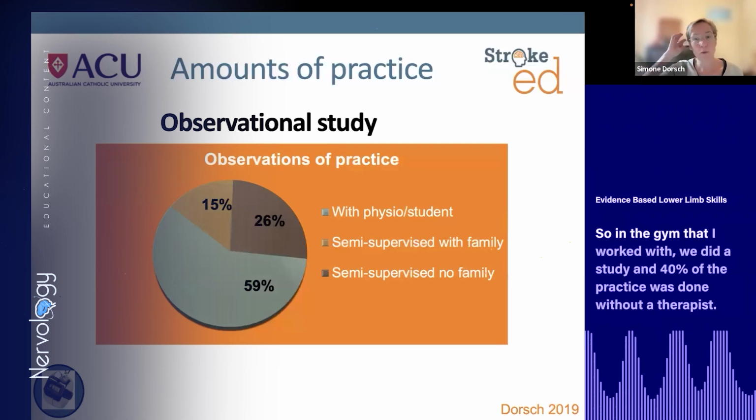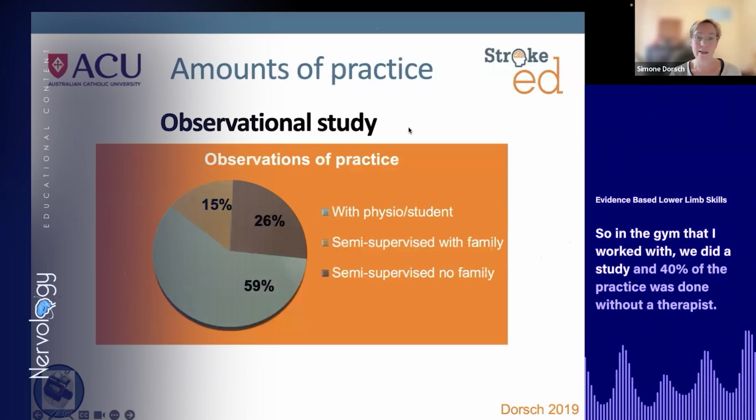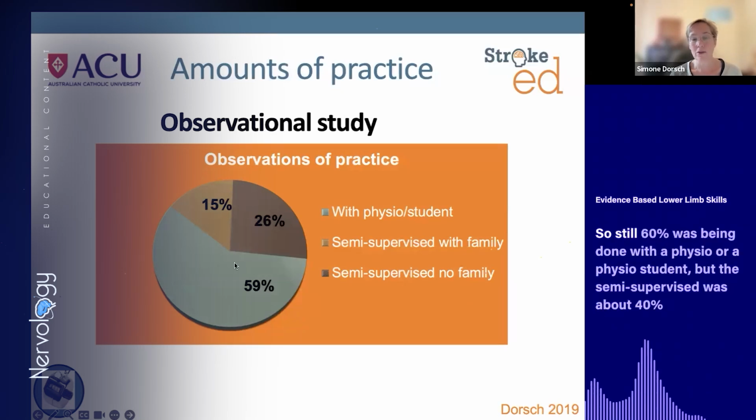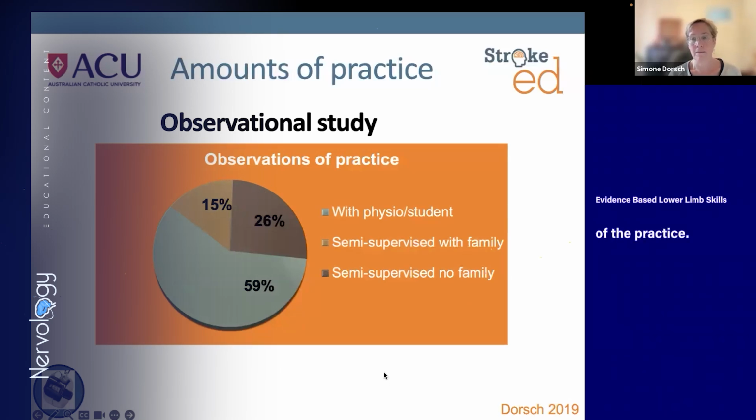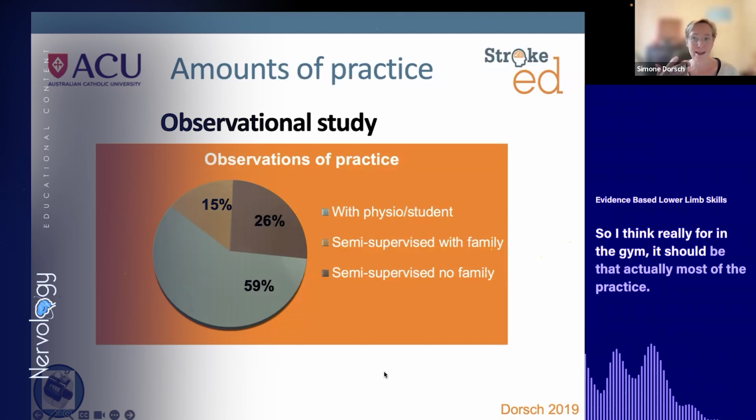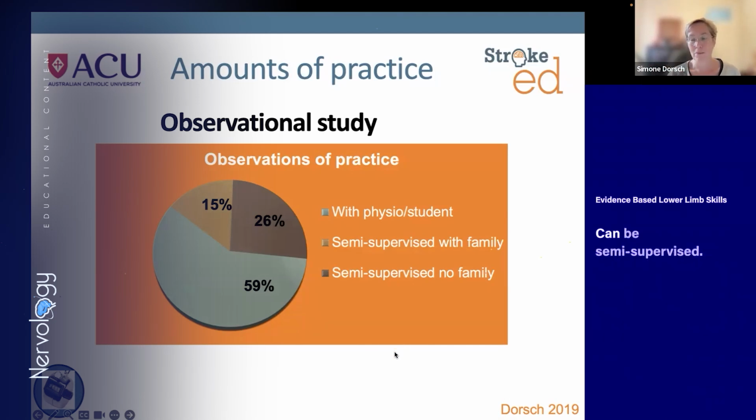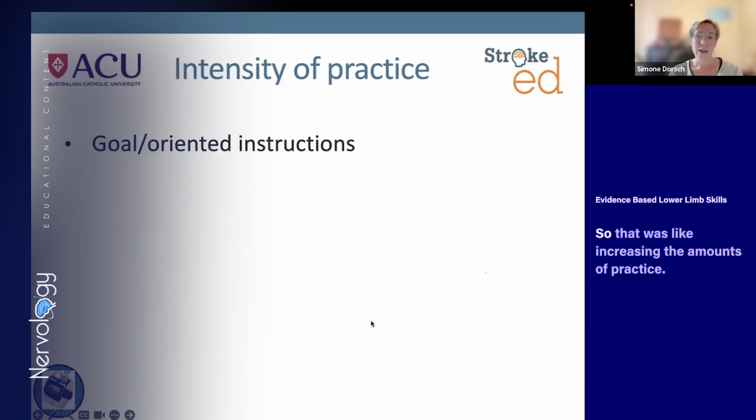So in the gym that I worked with, we did a study, and 40% of the practice was done without a therapist. So still 60% was being done with a physio or a physio student, but the semi-supervised was about 40% of the practice. So I think really in the gym, it should be that actually most of the practice can be semi-supervised. So that was like increasing the amounts of practice.